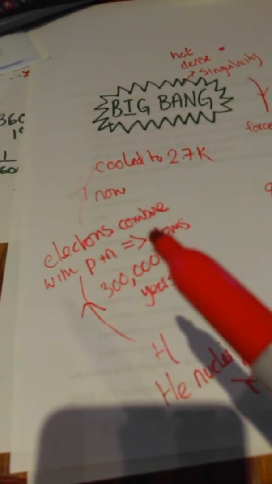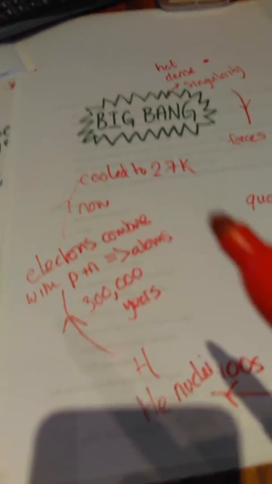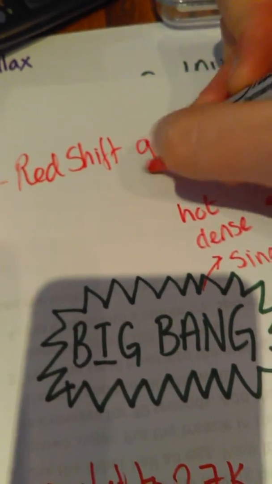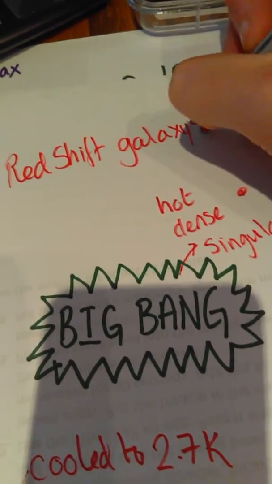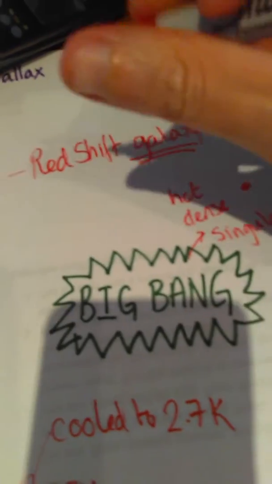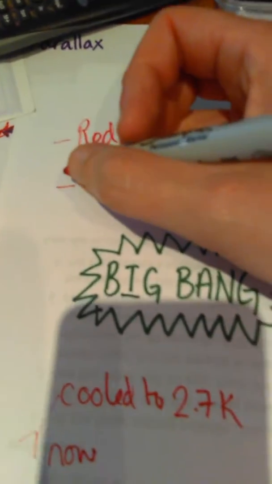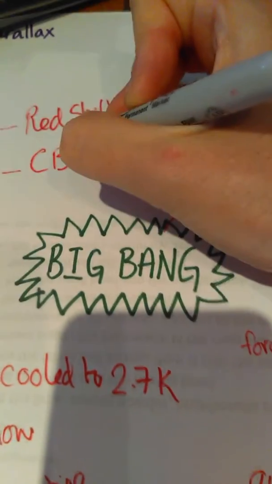Now, you've got to be able to say what your evidence is for the Big Bang. Okay, and you've got two forms of evidence. The first thing is the redshift of all the galaxies. Make sure that you say it's redshift of galaxies, not redshift of stars or something. So redshift of galaxies, that's your first bit of evidence. Your other bit of evidence is the cosmic background radiation.